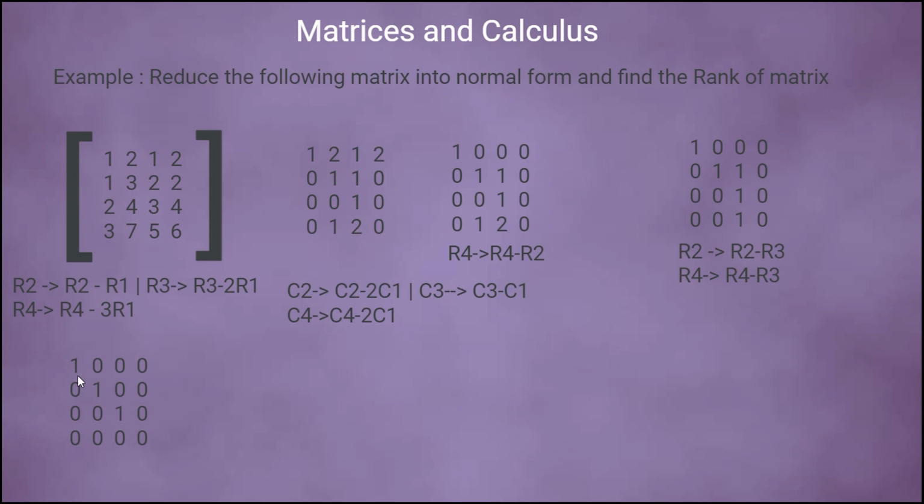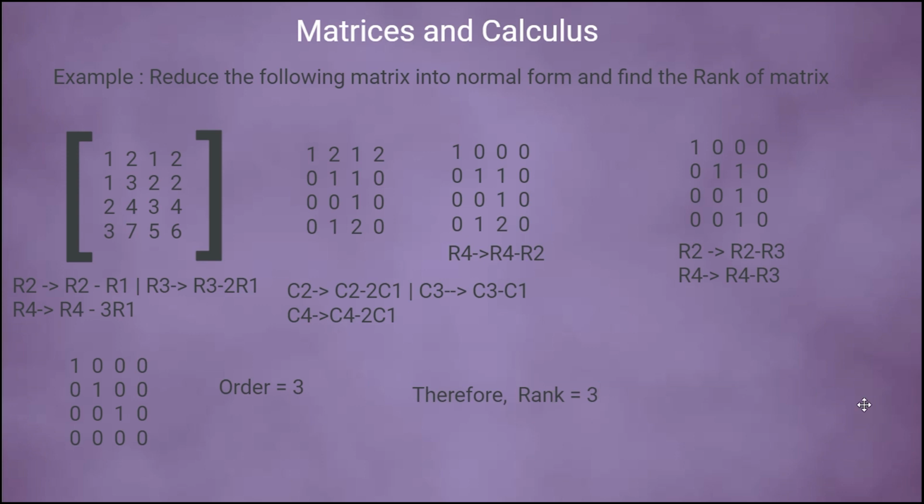So here you can observe that in the diagonal elements we have 3 ones and all other values are zeros. So this is an identity matrix. So here we know that the rank of the matrix equals the order of the identity matrix. Here we have 3 ones, so the order equals 3. Rank equals 3.